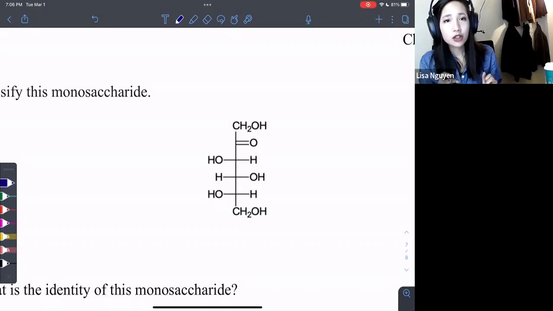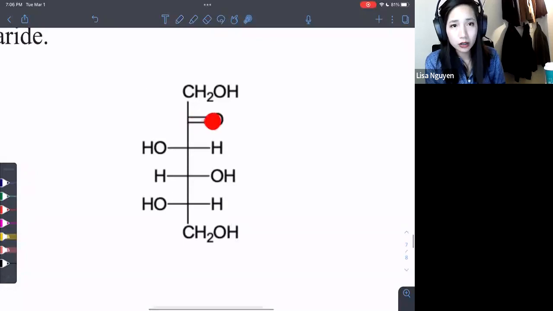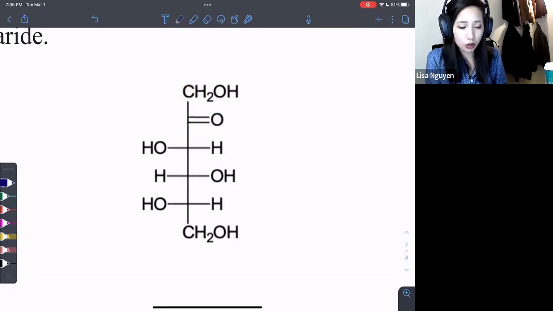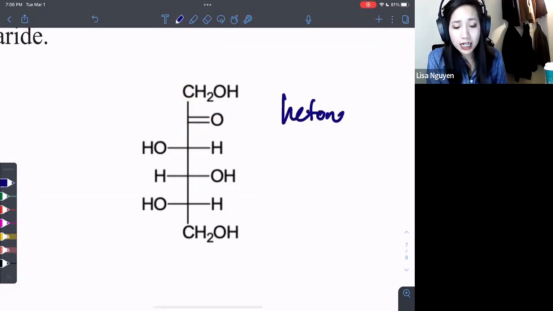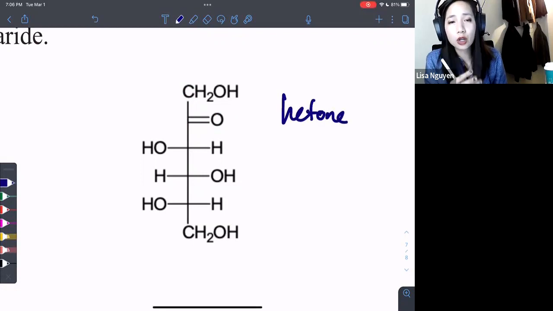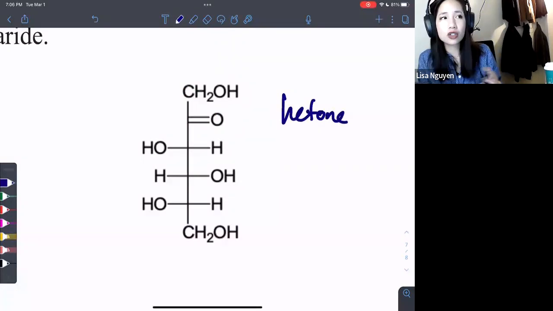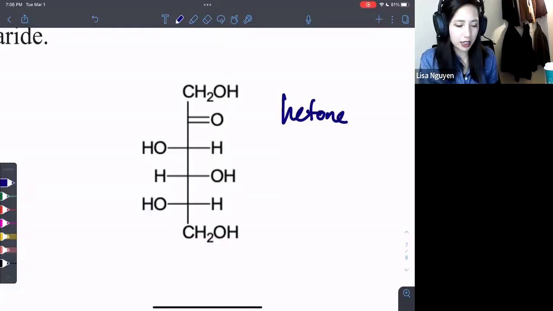So this structure is showing me a ketone, because I see the carbonyl is in the middle of the molecule, with 2 carbons attached to this carbonyl. This is a ketone. So this means that it's a ketose, that the name will start with keto, and then we name the number of carbon atoms, and then we end it with ose at the end.